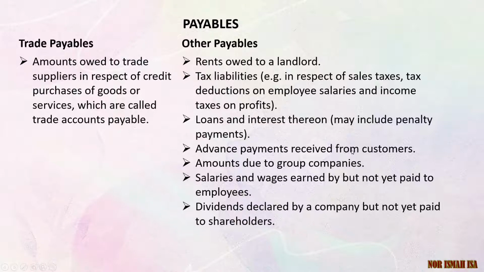Advance payment made by a customer, so the customer gives payment, but the goods and the service are not delivered yet, so we call this deferred income or unearned income. And amount due to group companies, this you are going to learn in semester 2. Salaries and wages earned by employees but not yet paid, so this is salary payable. And lastly, a dividend declared but not yet paid. We call that dividend payable.